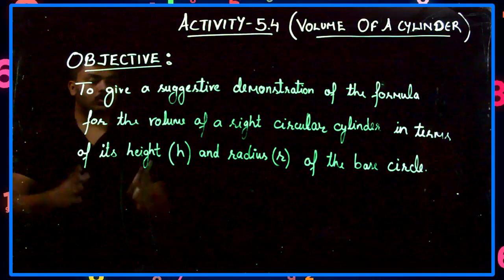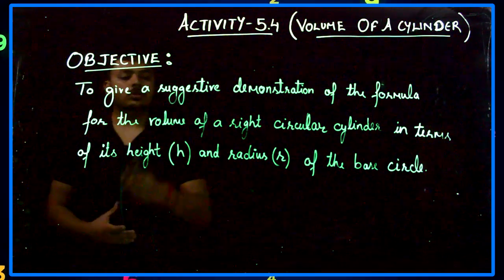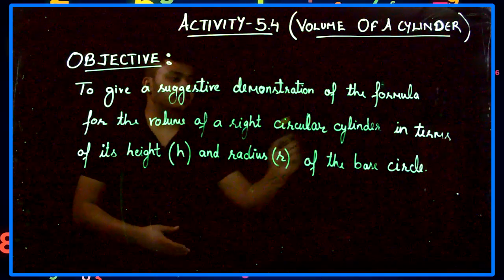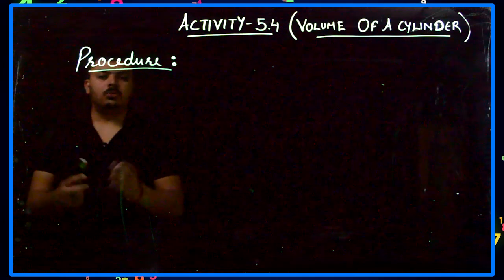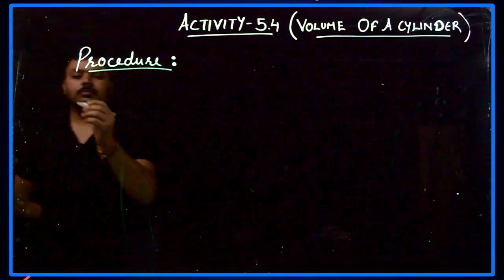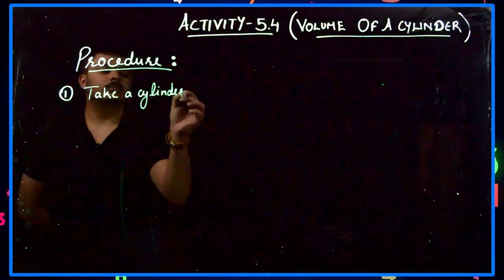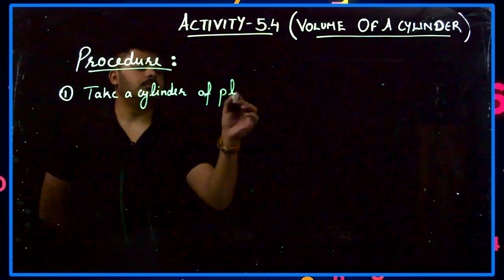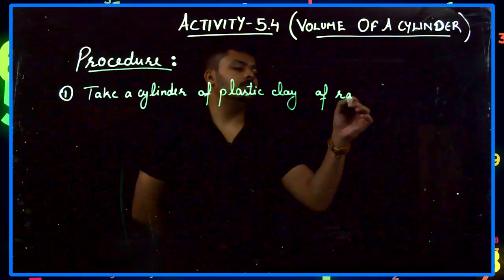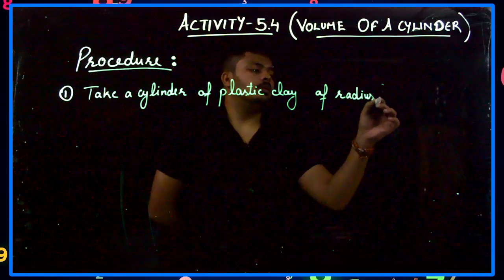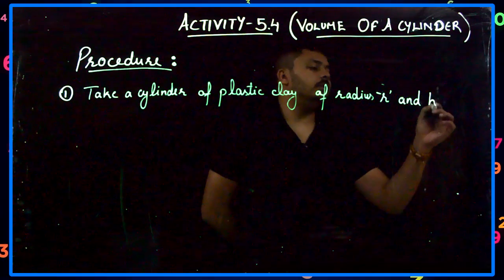So students, our objective for the given activity is to give a suggestive demonstration of the formula for the volume of a right circular cylinder in terms of its height h and radius r of the base circle. So our procedure for the given activity is: step 1, take a cylinder of plastic clay of radius r and height h.